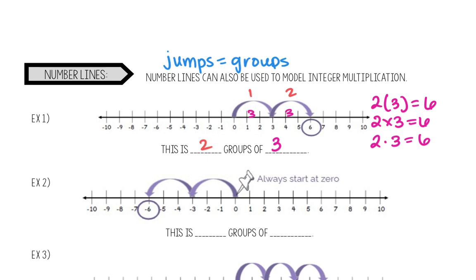So you're always starting at 0. And I'm going to count how many jumps and how far each jump is. So let's look at this next one. This time I have 1 jump, 2 jumps. So there's 2 groups. And let's look at each jump. Each jump, I'm going backwards 3. So that is negative 3. So 2 groups of negative 3 is what I am modeling. And where does that land? Negative 6. So what I'm showing is that 2 times negative 3 equals negative 6. And again, I can write it multiple ways.